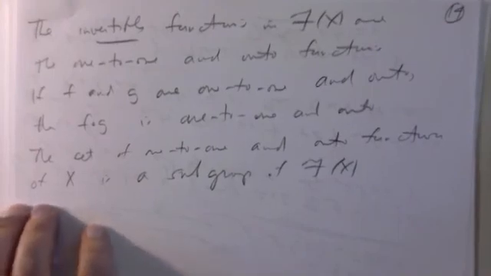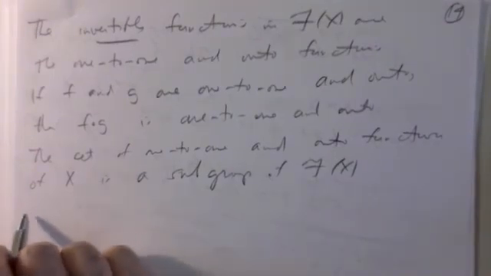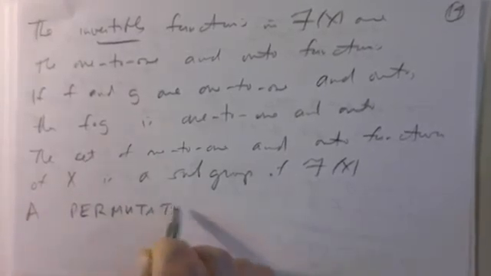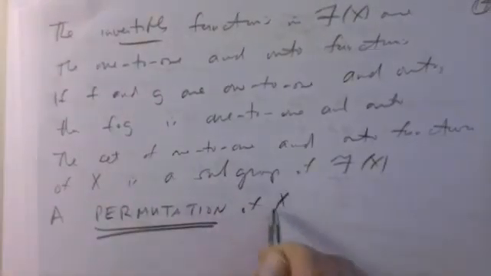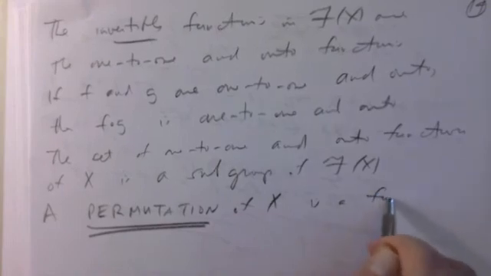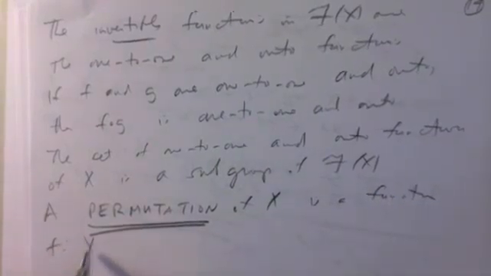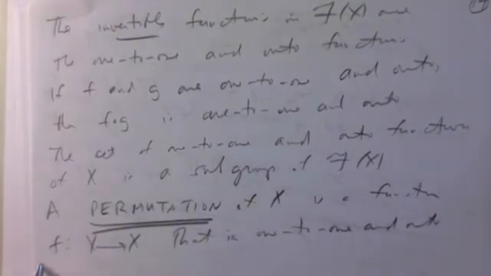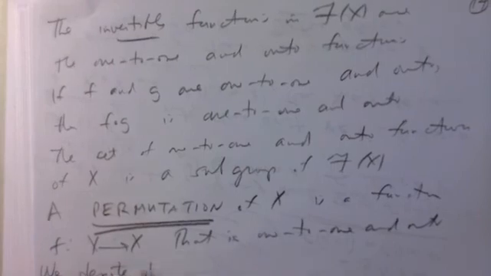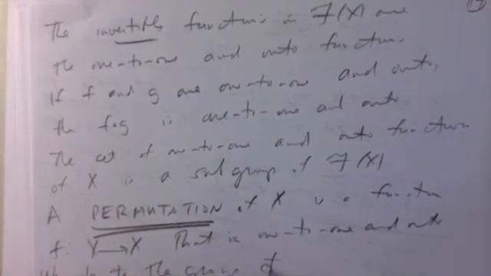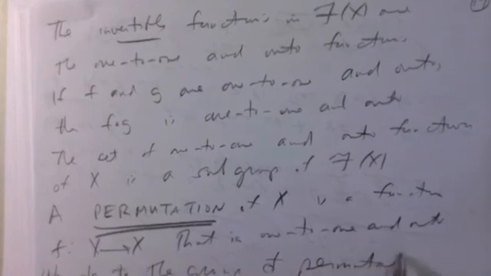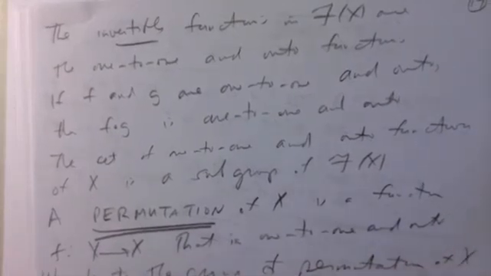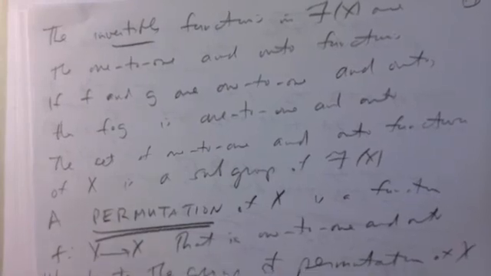And there's another name for a function from a set to itself that is one-to-one and onto. It is called a permutation. A permutation of X is a function f from X to X that is one-to-one and onto. And we denote the group of permutations of X by perm of X.